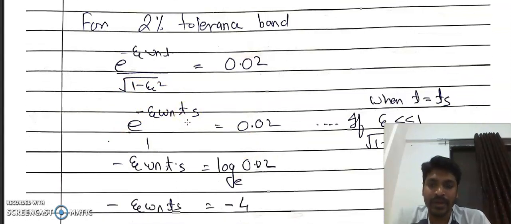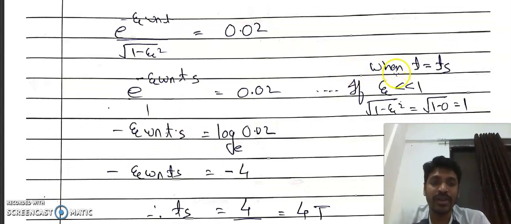Now see here, the denominator is root of 1 minus zeta square. Let us consider that zeta is less than 1 for an underdamped system. If zeta is less than 1, zeta square will be far less than 1, so we can neglect the value of zeta square in front of 1. So root of 1 minus zeta square will be root of 1 minus 0, equal to 1. So this denominator will become 1. Then just take log to the base e on both sides, and the value of log to the base e of 0.02 will be minus 4.